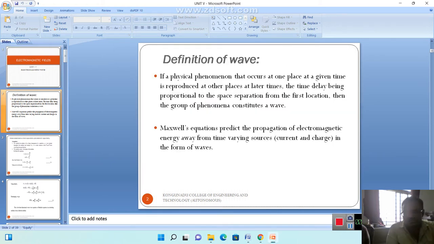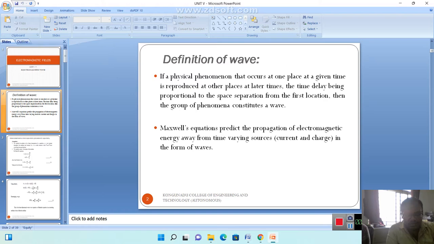The wave. First of all, define wave, or definition of wave. It's a very important 2-mark question. If a physical phenomenon that occurs at one place at a given time is reproduced at another place at a later time, the time delay being proportional to the space separation from the first location, then the group of phenomena is called a wave.